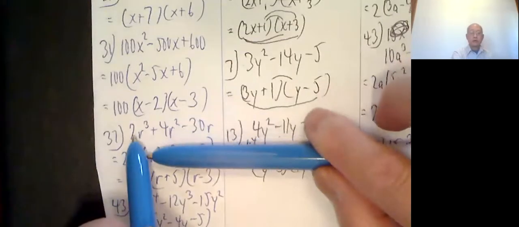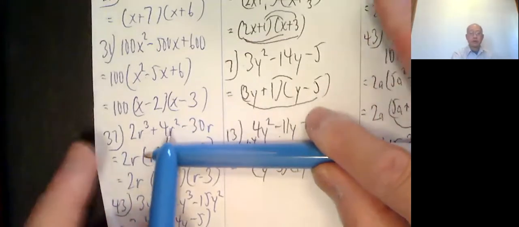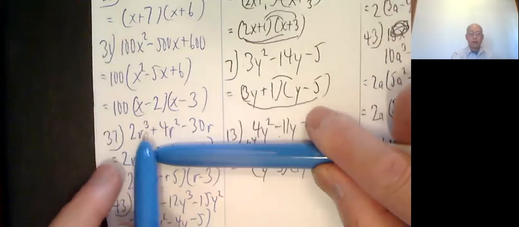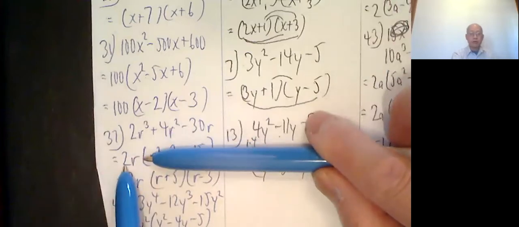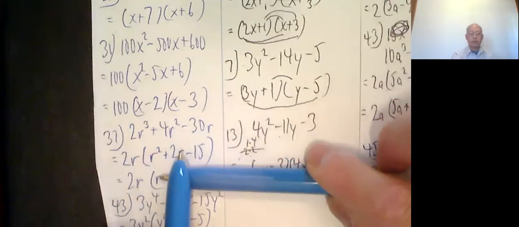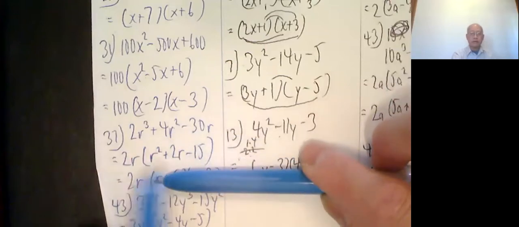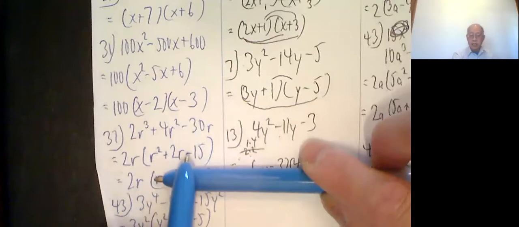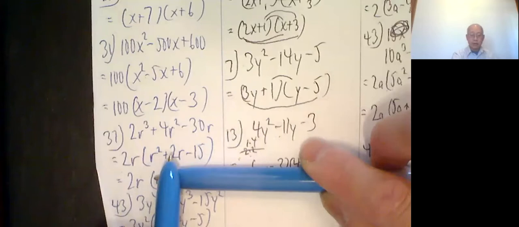37, 2r cubed plus 4r squared minus 30r. Common factor is 2 and r. So factor out a 2r. R squared plus 2r minus 15. Leave that alone. Minus signs mean the signs are opposite. Remember, that's last. That's first, outer, inner.